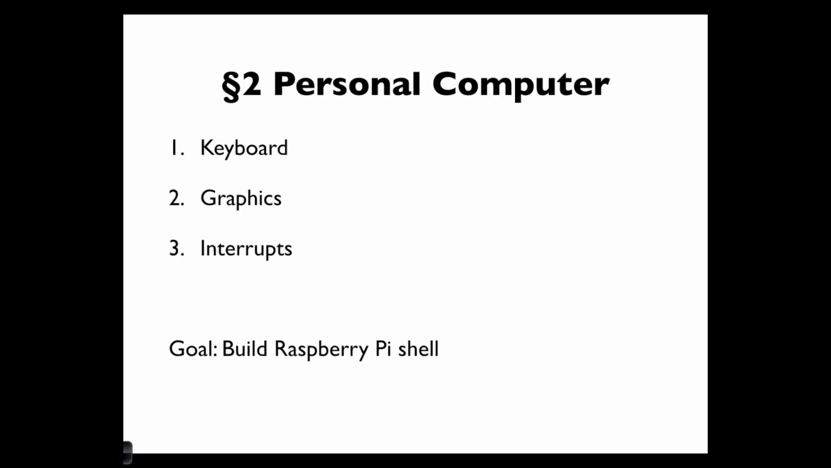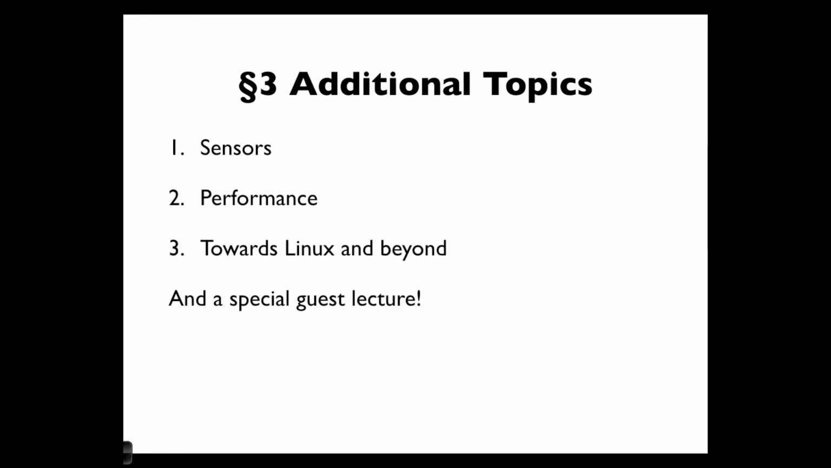If you're doing a loop where you're calculating something, unless you use interrupts, all your computer can do is calculate something. So if you hit a button on your keyboard, nothing's going to happen while it's calculating. So you have to figure out how to do that. So we're going to talk about those three big things, okay? And as I said, the final goal is to build the Raspberry Pi shell. Okay? All right. What other additional topics?